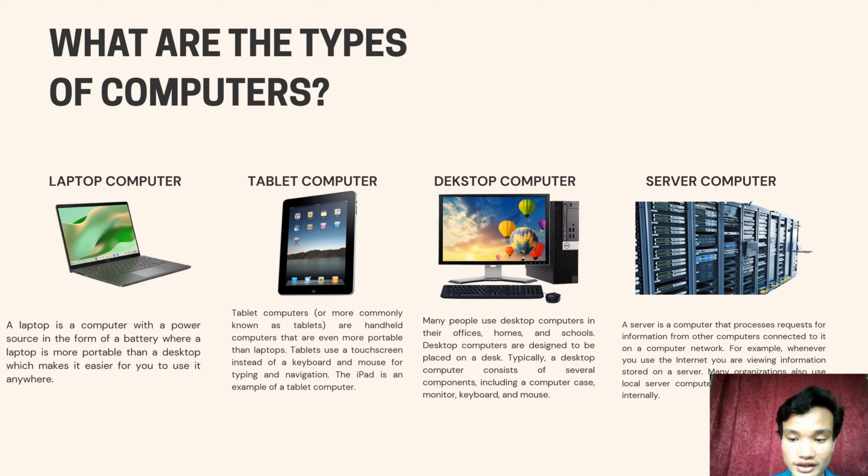The second is tablet computer. Tablet computers, or more commonly known as tablets, are handheld computers that are even more portable than laptops. The third is desktop computer. Many people use desktop computers in their office, homes, and school. Desktop computers are designed to be placed on a desk. Typically, a desktop computer consists of several components, including a computer case, monitor, keyboard, and mouse.